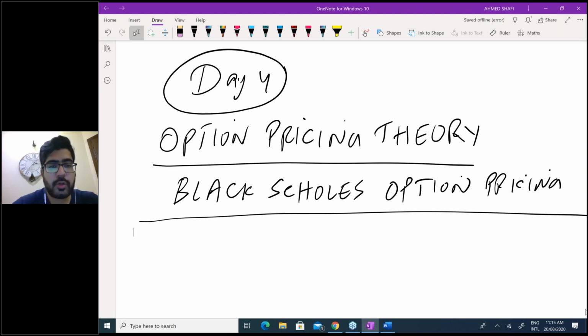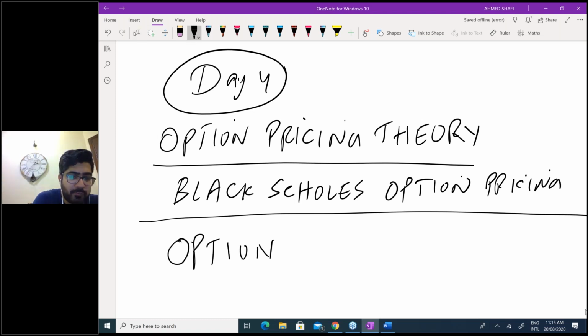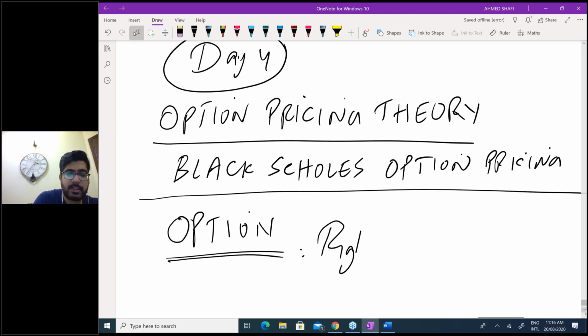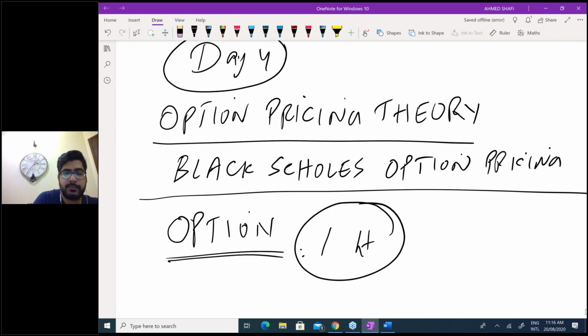So what is this Black-Scholes option pricing theory all about? Before starting the option pricing theory, you first need to understand the concept of what exactly an option is. Option is basically a right.